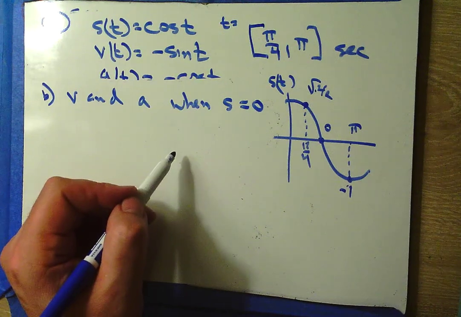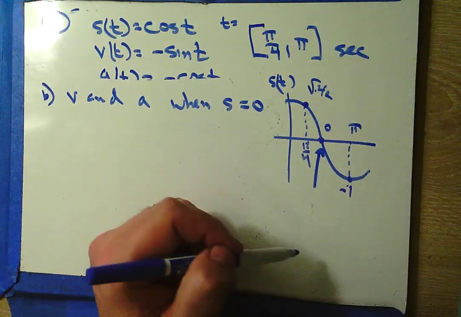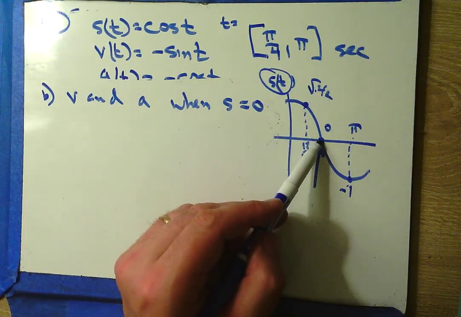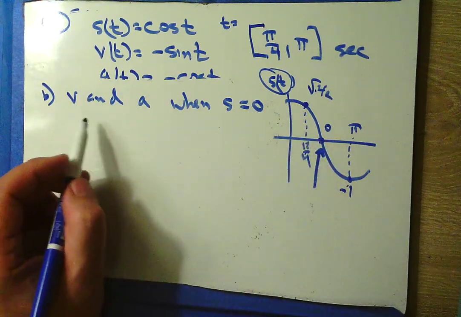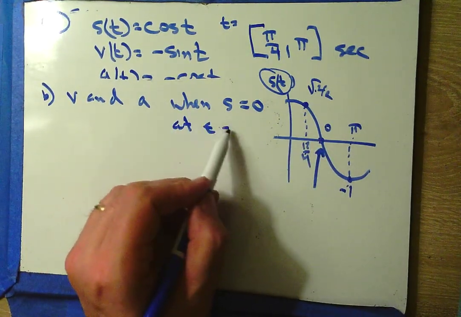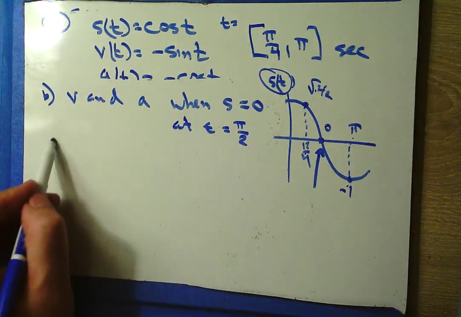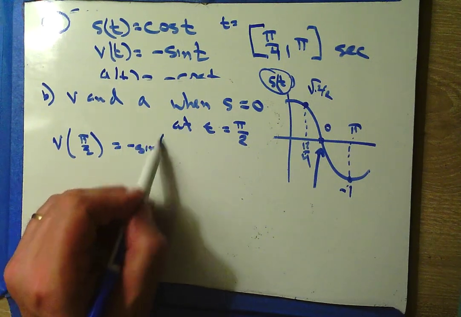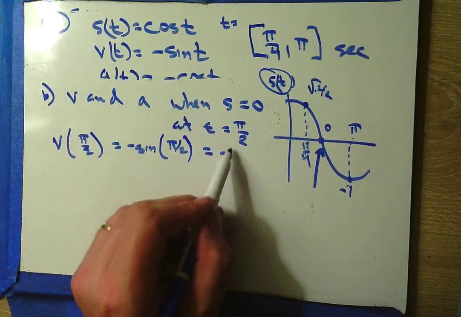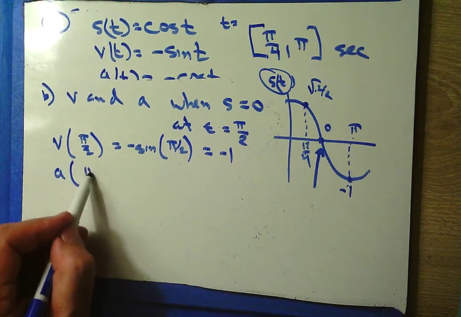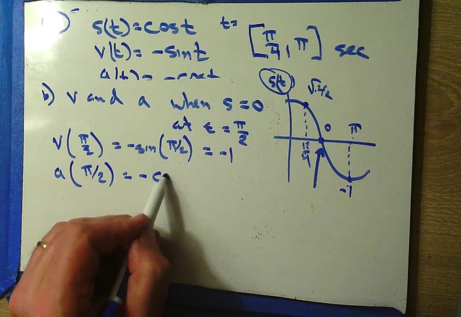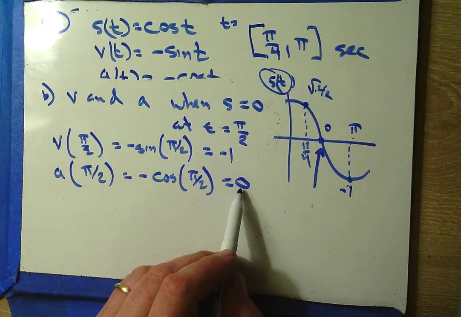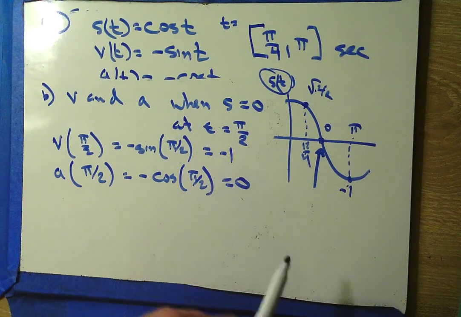First, I have to find when s equals 0. Well, conveniently, I have this nice graph here from pi over 4 to pi, and the only time that s equals 0 is at pi over 2. So that means at t equals pi over 2. That means I want to know v of pi over 2, which will be negative sine of pi over 2, which is negative 1, and a of pi over 2, which is negative cosine of pi over 2, which is 0. The object is not accelerating, and it's moving to the left.